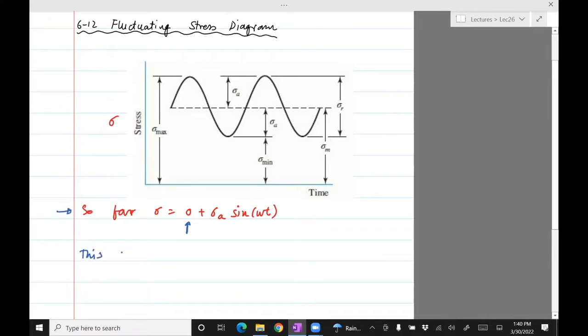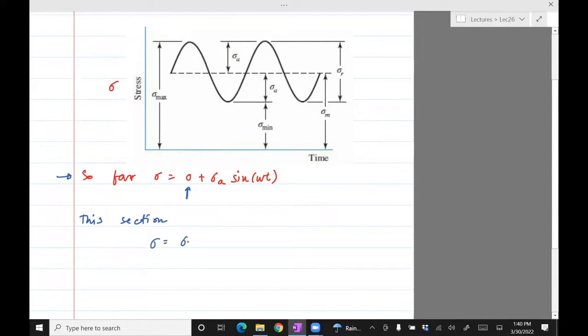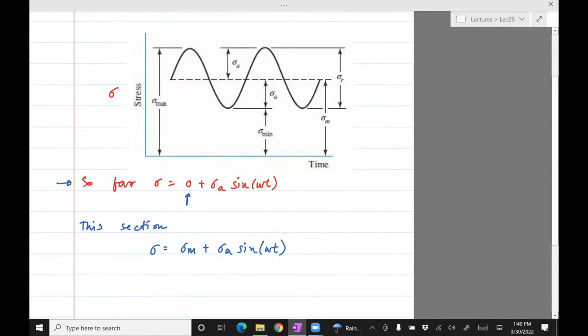So this section is slightly different. We are looking at sigma as sigma m plus sigma A sine omega t. So sigma m could take any value, right? It is 0 or greater than 0. This is just showing you what that really means. This is the mean stress here. This is the amplitude.